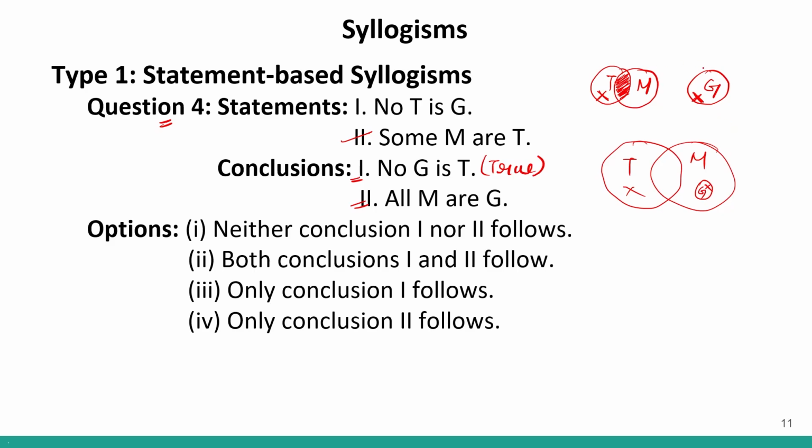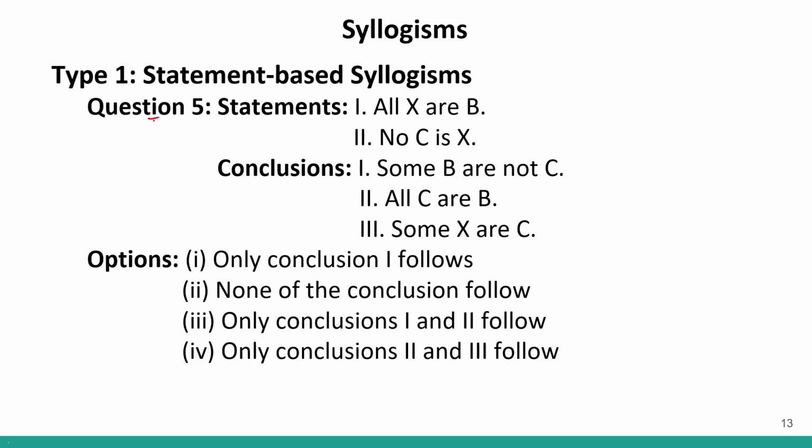But all M cannot be G because there is a certain portion of M, this portion of M, which overlaps with T. So there will always be a certain part of M that is not G. Therefore, this statement is false. So conclusion number 1 will follow. If I look at the options, option number 3 says only conclusion 1 follows. This will be my answer.